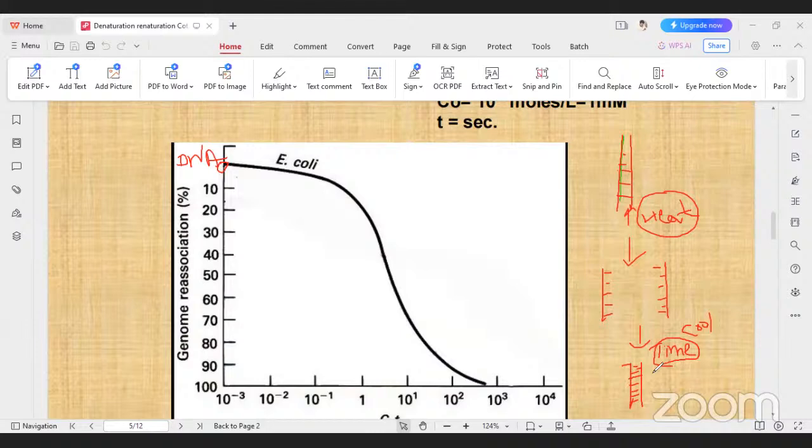For example, if we take the number of concentration of DNA, what happens here? If you take the graph, this is the genome reassociation percentage on this side.